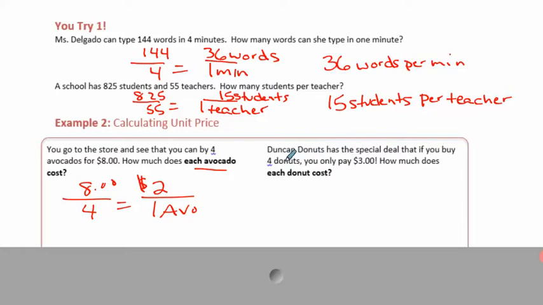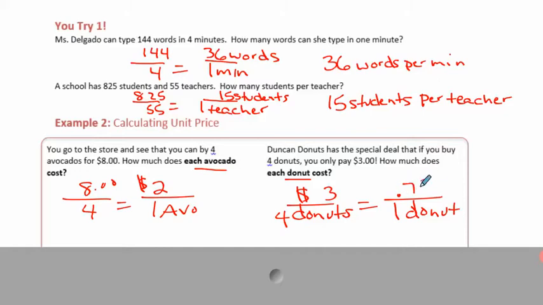Dunkin' Donuts has a special deal. If you buy 4 donuts, you only pay $3. So how much does each donut cost? So each donut, that means donuts needs to go on bottom because I want to know how much 1 donut costs. So donuts and cost, okay? So money is on top. Right now it's $3 for 4 donuts, but I wanted how much 1 donut costs. Okay, so just divide 3 divided by 4, and I get 75 cents per donut, 75 cents per donut, okay?